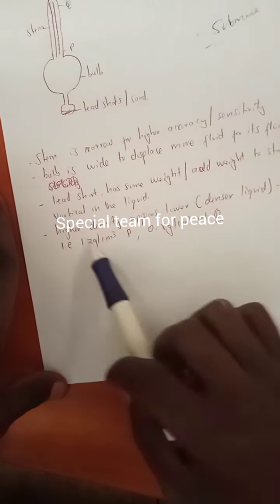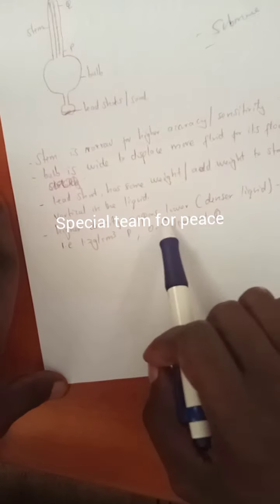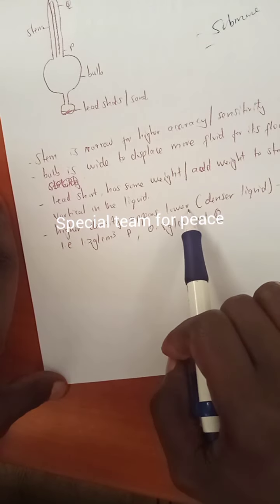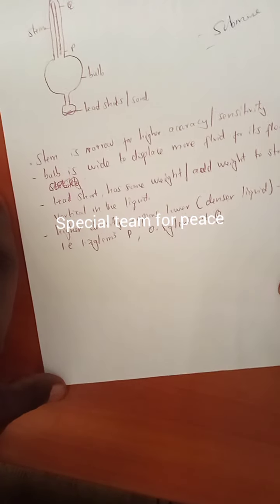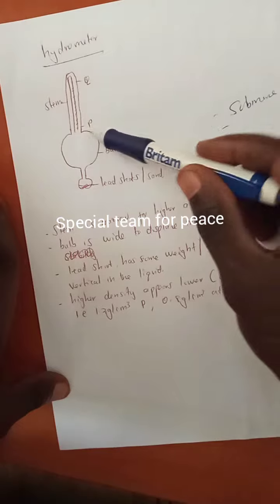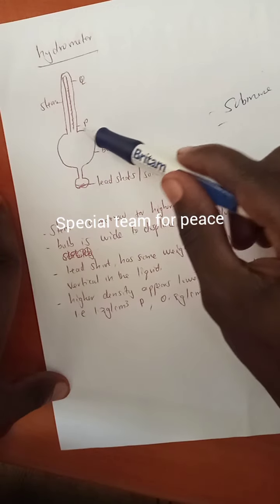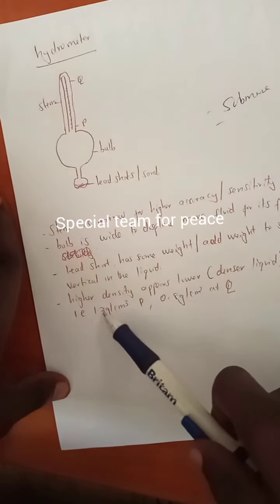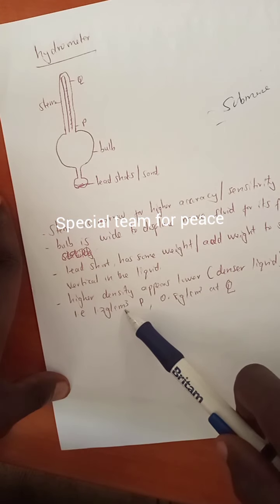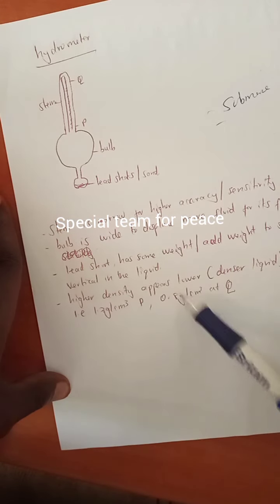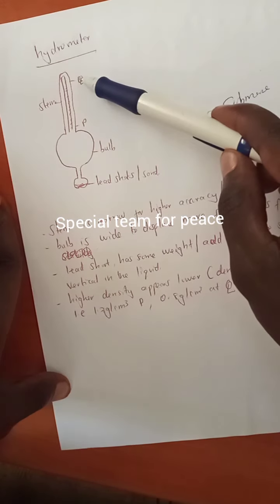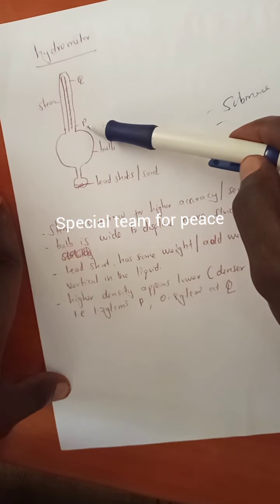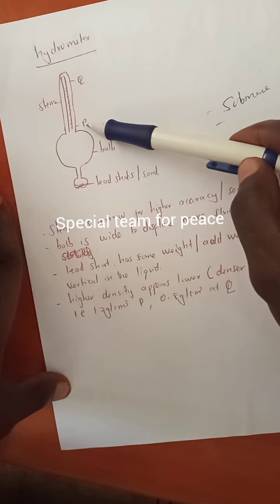Then we say that the higher density appears at the lower part, and the lower density appears at the higher part, so that this one can be a denser liquid, then this one will be a less dense liquid. For example, if you have 1.2 grams per cubic centimeter being compared to 0.8, 0.8 is less dense, so it comes at the top. 1.2 is denser, so it comes lower.